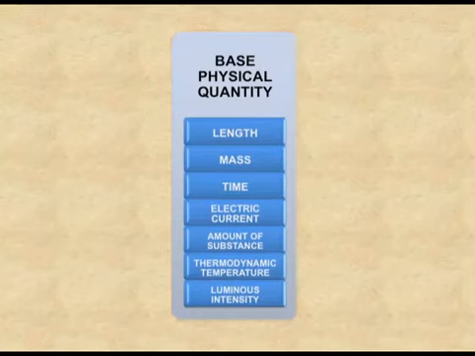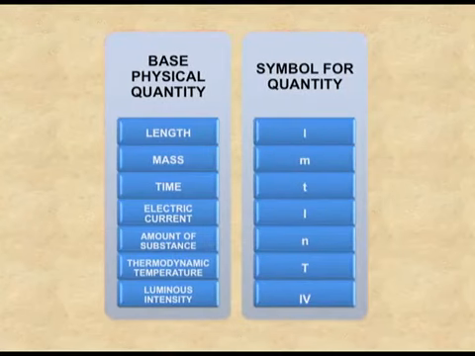There are 7 basic physical quantities which are also known as the fundamental quantities. These are length, mass, time, electric current, amount of substance, thermodynamic temperature and luminous intensity. The symbols for the quantities: for length we use small l, for mass small m, time small t, electric current capital I, amount of substance small n, thermodynamic temperature capital T, and for luminous intensity it's Iv.